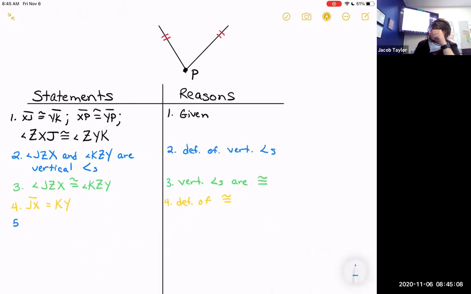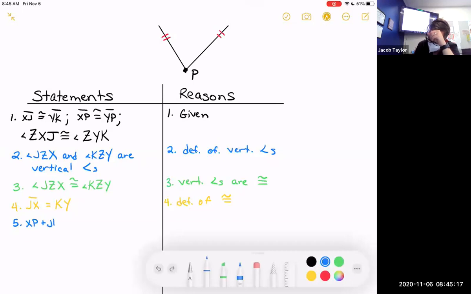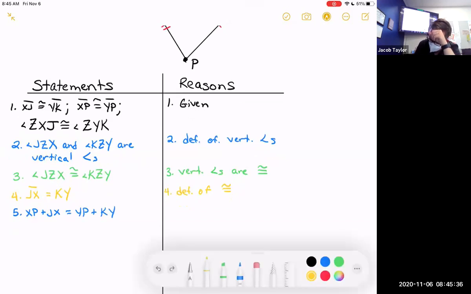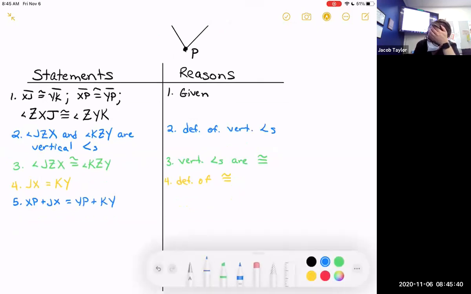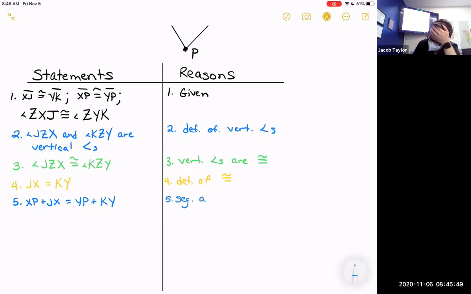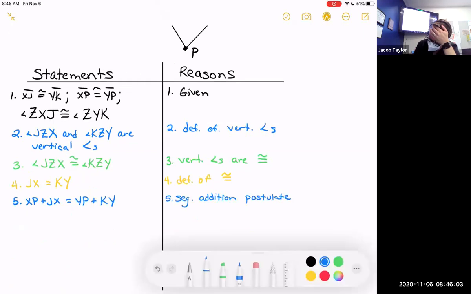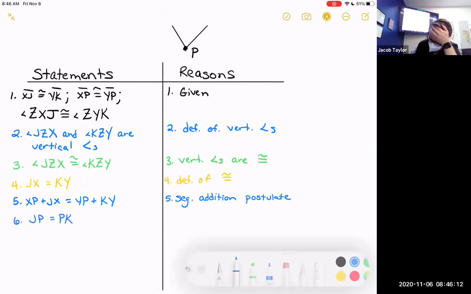And now we know that XP plus JX equals YP plus KY. Actually, I don't need the line on either one of those now that I think about it. That is the segment addition postulate. Which means JP equals PK. It should be JP equals KP, I guess.